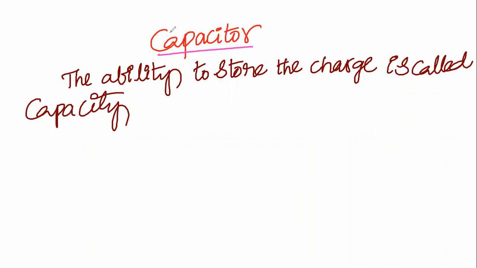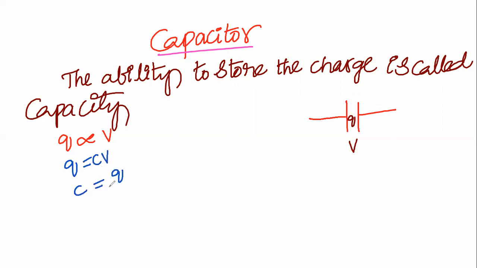The charge stored in the capacitor. Let us suppose this is the capacitor. If you want to know how much charge will be stored in it, that depends upon the potential difference. Charge stored in the capacitor Q depends upon the potential difference between the plates. To replace this proportionality, we multiply with a constant, where Q is equal to CV, where C is called the capacitance of the capacitor. C is equal to Q divided by V.